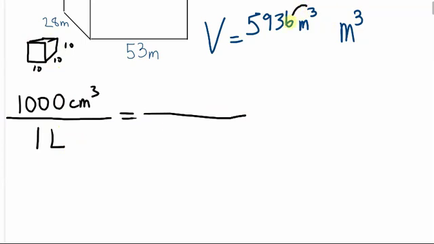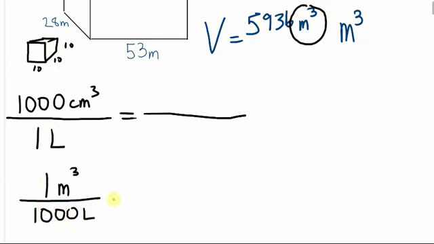Now, for this one, we have meters cubed. We're going to use the fact that 1 meter cubed, and I just looked online for this one, is 1,000 liters. So if I was asked this question in liter capacity and not just volume, we simply take this 1 meter cubed per 1,000 liters and say, well, okay, we got 5,936 meters cubed.